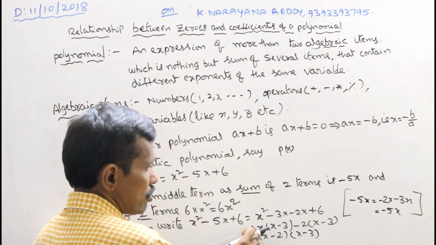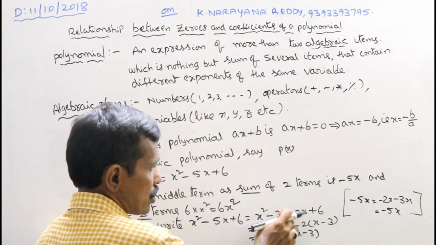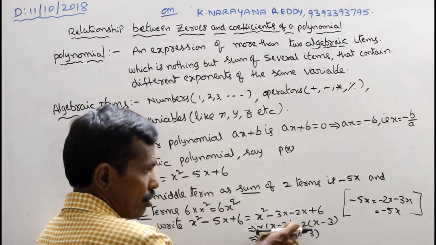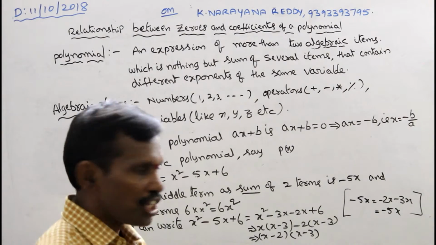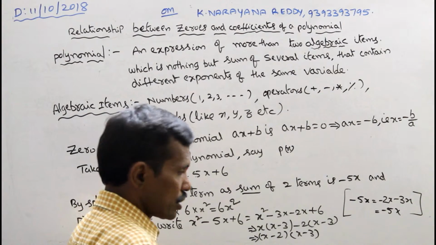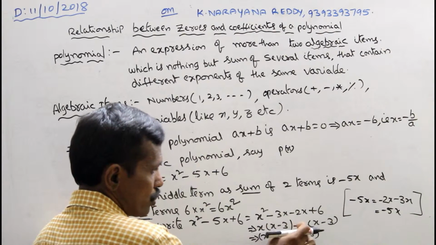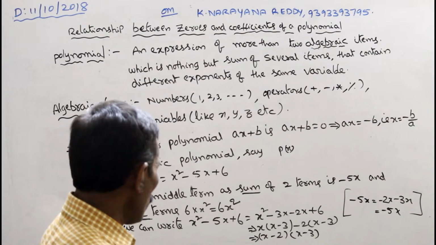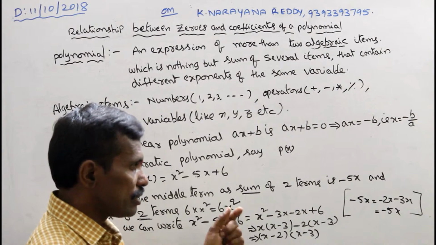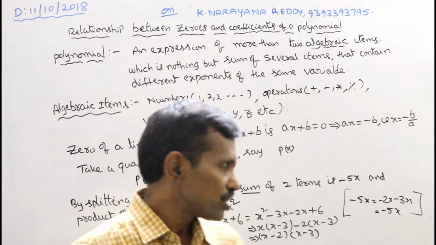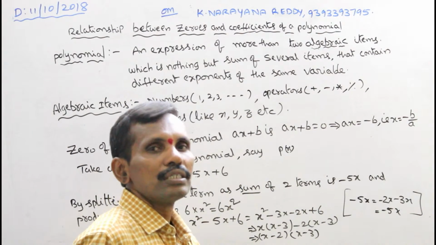X is common, x minus 3, minus 2 common, x minus 3. Why? Because whenever minus is there outside, inner side symbols are changed. So plus gets to minus. Okay. I will take x minus 3 as 1 time and x minus 2 as 1 time. Okay. Now quadratic polynomial, 0 polynomial. 0 quadratic polynomial means this is equal to 0.